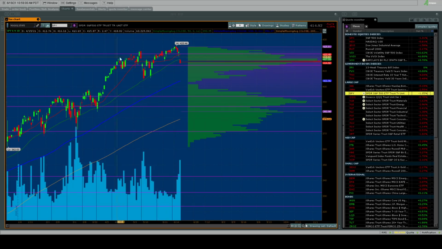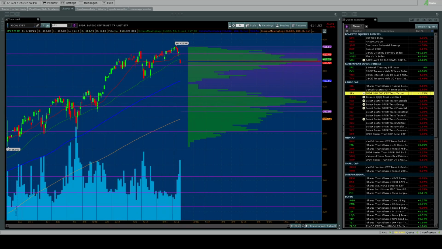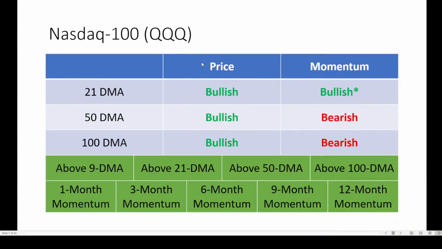So you see a supply zone. This is where sellers are at up here. This is where buyers are at down here. We're getting a pretty good signal of that. Let's see if that continues on to the Qs.